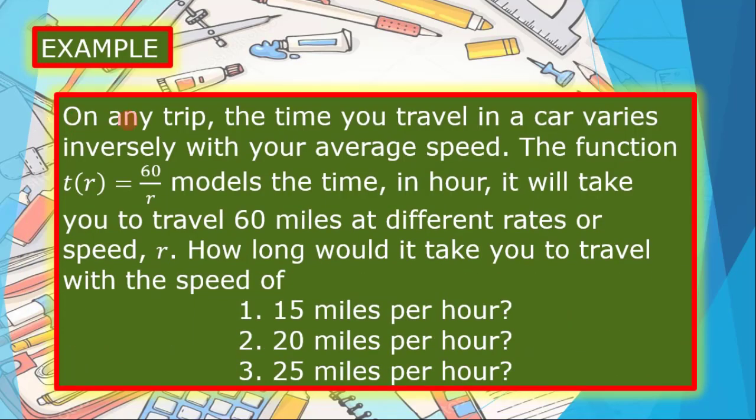Example: on any trip, the time you travel in a car varies inversely with your average speed. The function t of r equals 60 over r models the time in hours it will take you to travel 60 miles at different rates or speed, which we denote as r. How long would it take you to travel with a speed of, number 1, 15 miles per hour, number 2, 20 miles per hour, and number 3, 25 miles per hour?